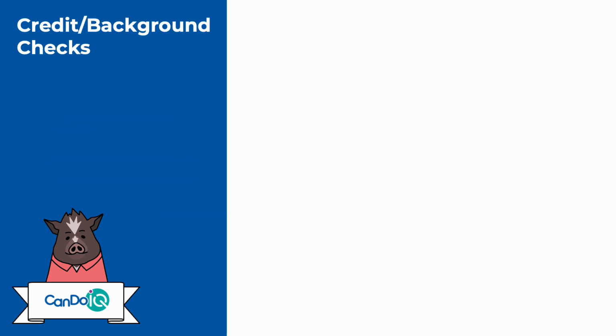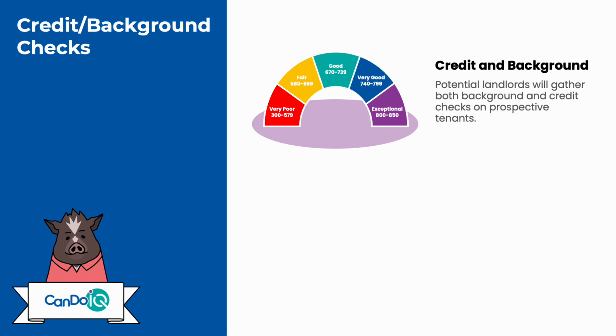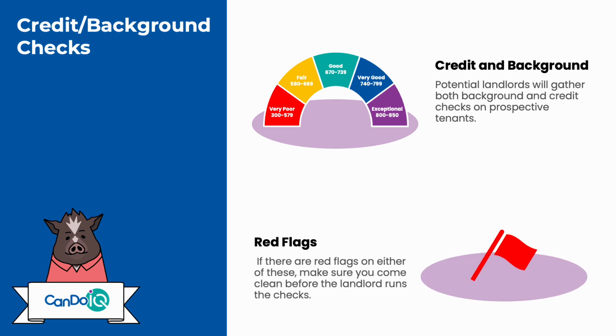Step 3. Credit and background checks. As just mentioned, potential landlords will gather both background and credit checks on prospective tenants. Background checks will go back as far as a landlord desires to check for criminal history. Credit check, of course, to establish an applicant's financial viability as a tenant. If there are red flags on either of these, make sure you come clean before the landlord runs the checks. Sometimes landlords will be willing to work with you in spite of a blemished record.